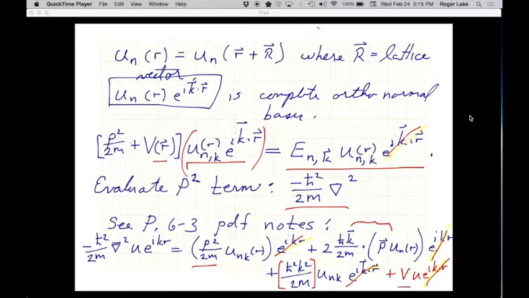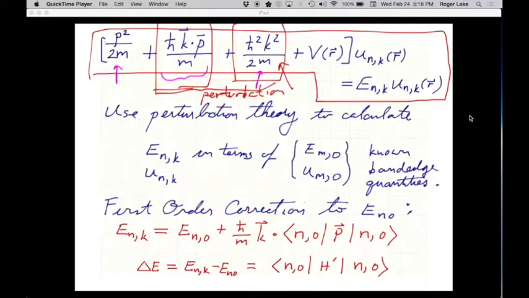you end up with what's written at the bottom of the page, these three terms, each one multiplied by e to the i k dot r. The right-hand side is still multiplied by e to the i k dot r. So every term is multiplied by this phase factor, which you then cancel out. And it leaves you with this equation for the u, the periodic part of the Bloch function.